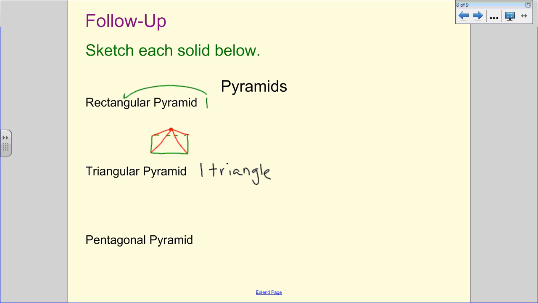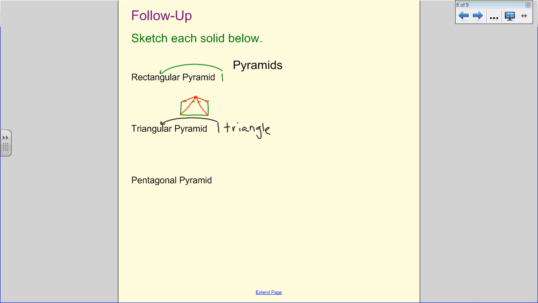A triangular pyramid means you have one triangle, and you're going to have 3 lateral faces. So I'm going to let you guys do that one on your own. And pentagonal just means you have a pentagon. So we have a pentagon, a 5-sided figure.